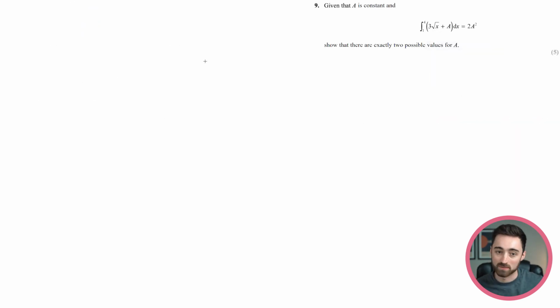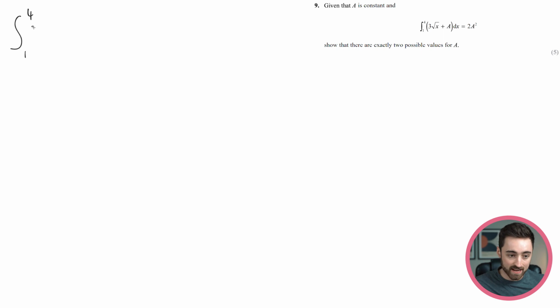Question 9. I'm hoping this will be a bit quicker. I was losing my momentum a bit on question 8. So given that a is a constant, alright, okay. So they like doing this. I think they did this in paper 1. It's basically just give you an integral and then it's equal to something. So you just solve the integral, don't you? And then stick it equal to that and you'll have something. So let's basically integrate this thing.